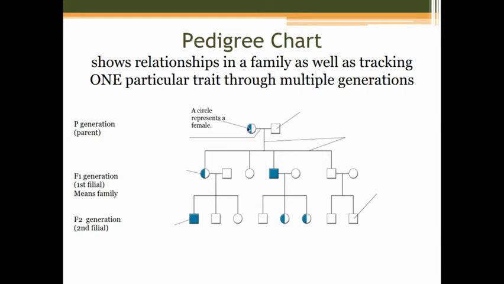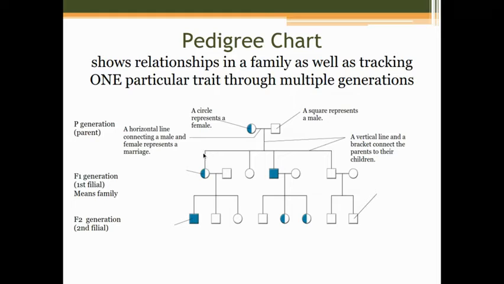We see circles representing females, and we have squares that represent males. Any mating pair will have a line connecting between the two of them, and their offspring will be connected to a vertical line, and they will be sorted chronologically, showing the oldest to the left and the youngest towards the right.